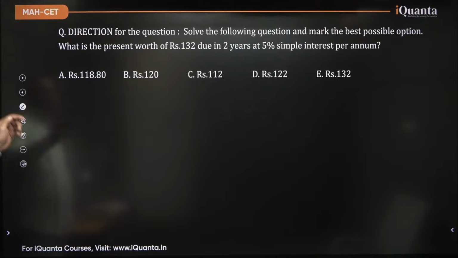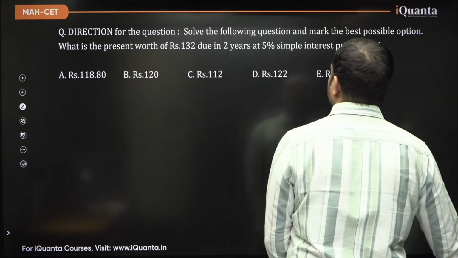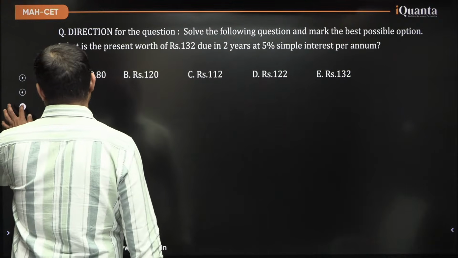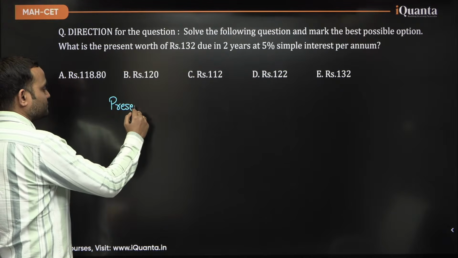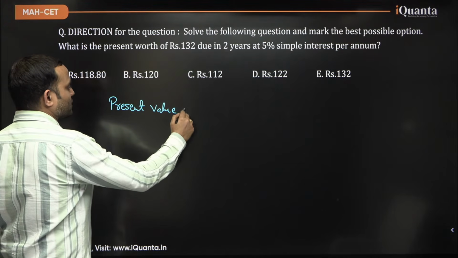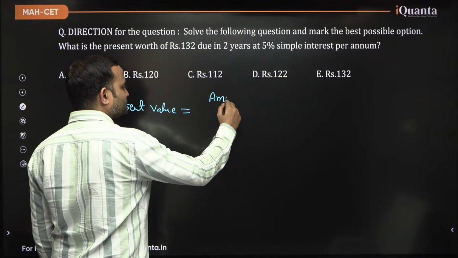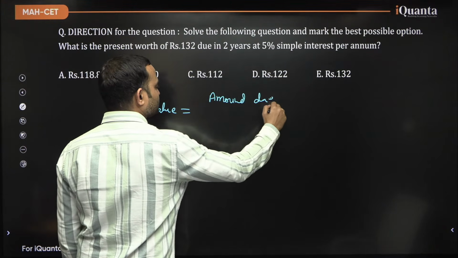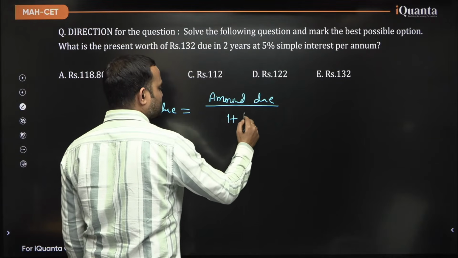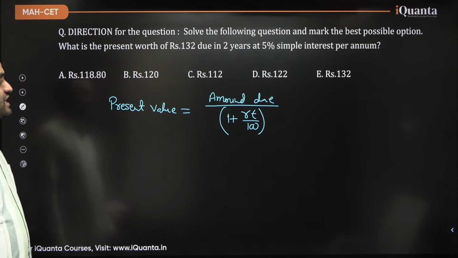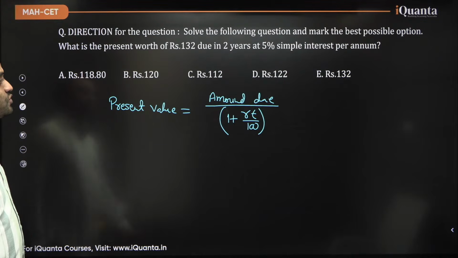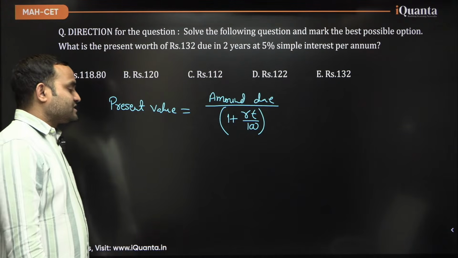Okay guys, try this one. What is the present worth of 132 due in 2 years at 5% simple interest per annum? So if you are not aware, let me tell you, present value is equal to amount due divided by 1 plus R into T upon 100. This is how you can find present value of any amount that is due in T years with rate of interest being R%. This is from installment, right?